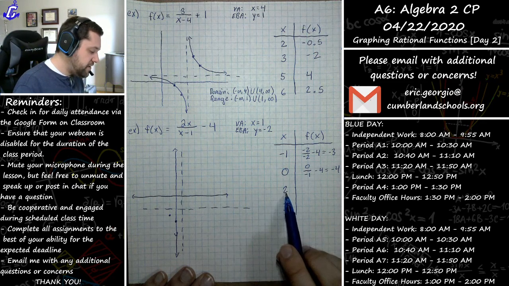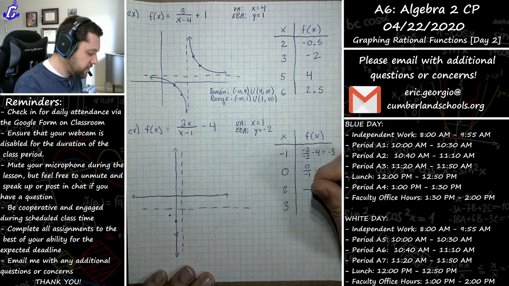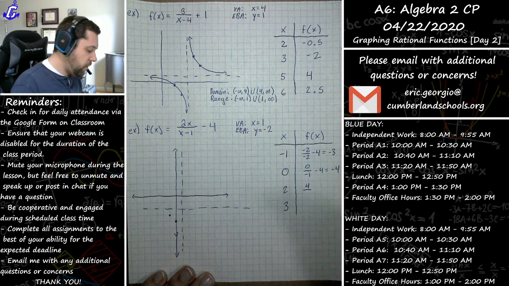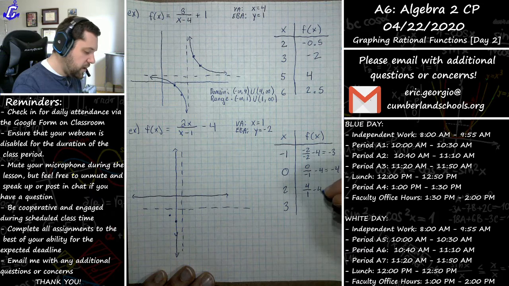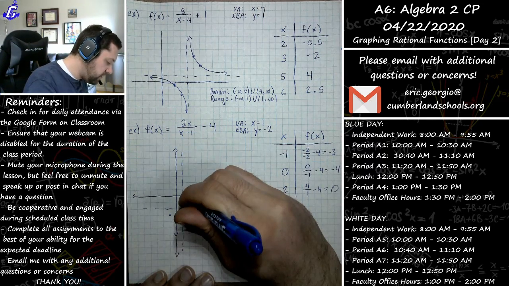Now I go ahead and do the other side. I take 2, I plug it in. We'll do the numerator first this time. In the numerator, 2 times 2 is 4. In the denominator, 2 minus 1 is 1. And then -4. That's easy. 4 divided by 1 is 4. Minus 4 is 0. So I got a point at 2, 0 right here.